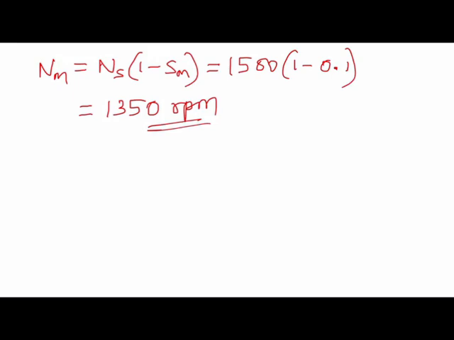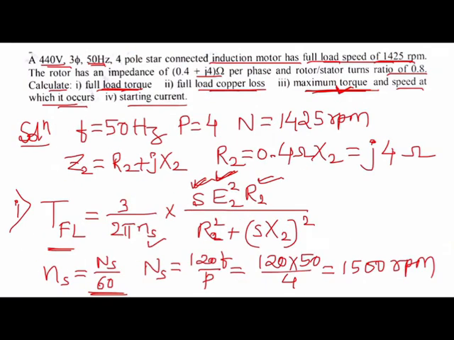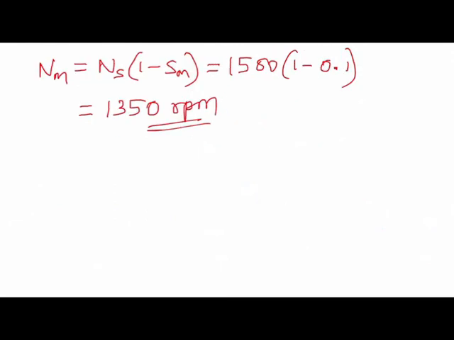The last question is to find the starting current of the induction motor, that is, the current drawn during starting. The starting current IST is equal to E2 divided by Z2 during starting. During starting, the speed of the induction motor will be 0 and the slip will be equal to 1, so there will be no S term in the current. Under running condition, you get the S term.